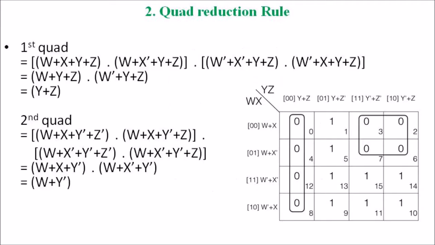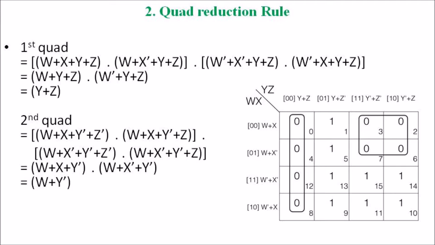Now we should remove the variables that are changing in the first and second chord. Looking at the first chord, W' and X' are changed to W and X, so we should remove them. Looking at the second chord, X' and Z are changed to X and Z', so we should remove them. So the updated chords after reduction will become: first chord is equal to Y + Z and the second chord is equal to W + Y'. Here we can see that the chord reduction rule removes two variables in each of its individual terms.